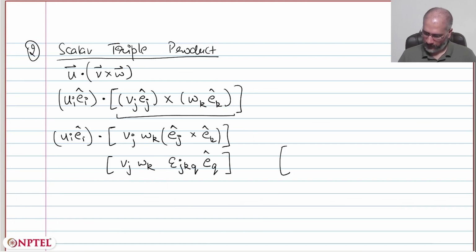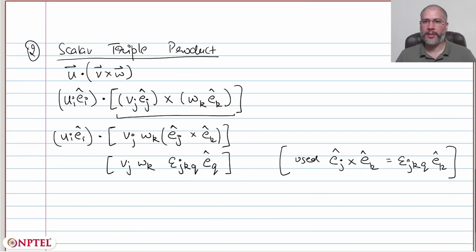Okay, so the rule we have used is, I'll keep writing that so that it helps you. ej cross ek is written as epsilon jkq eq. This is what we had derived last time using the indicial notation definition of epsilon. So if you want, you can go back to last week's lecture notes and recall this. And as I said, we typically keep the epsilon on the left hand side. So let's do that in the next step.